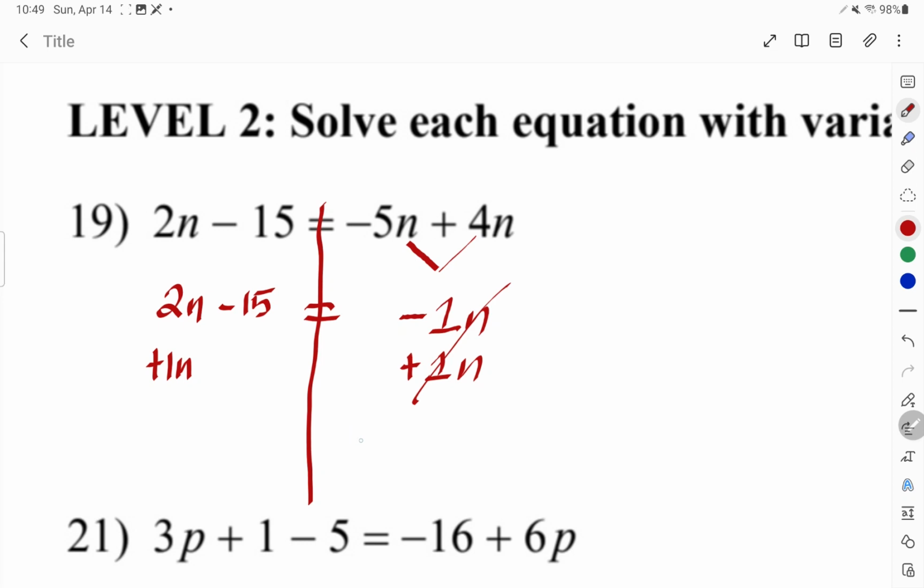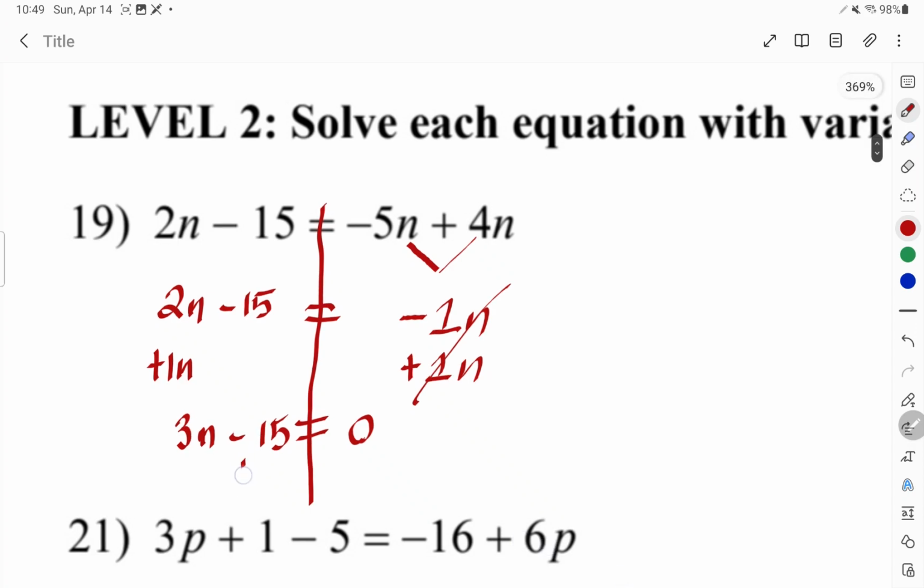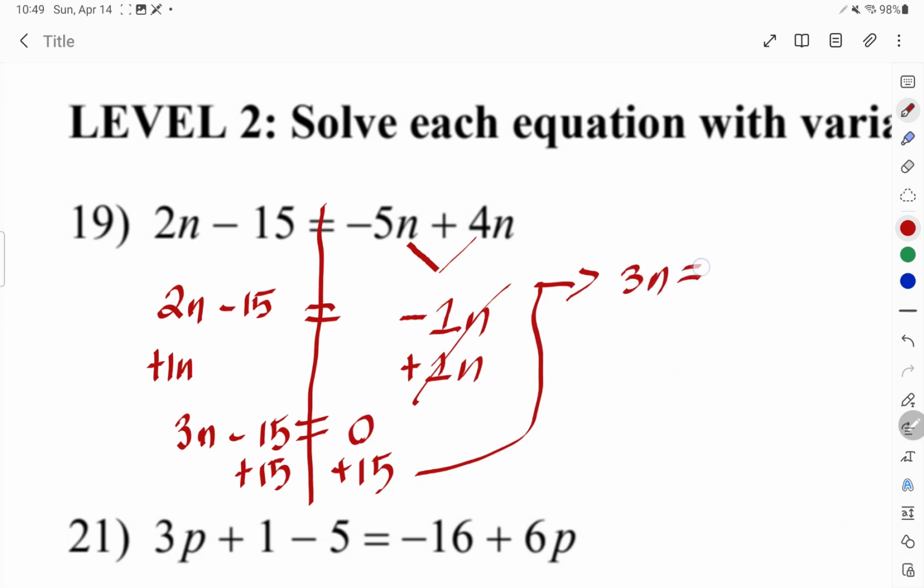Now over here, you're going to have a 0 now. So 0 equals 3n minus 15. Now at this point, this is just like a two-step equation. We're going to go ahead and move our number first. So plus 15, plus 15. And now let's finish over here on the side. This one's going to be 3n equals 15. Now my last step here is going to be dividing by 3 on both sides. Those two cancel out, so I have n is equal to 5.